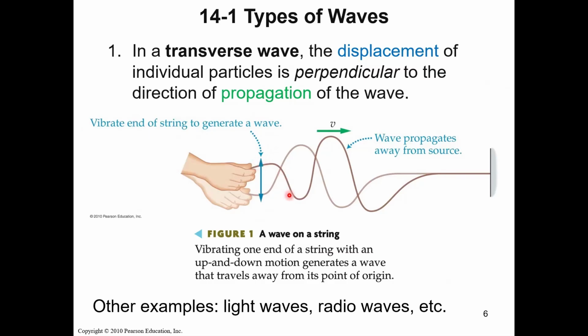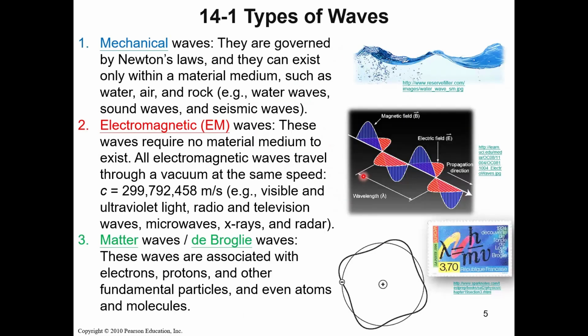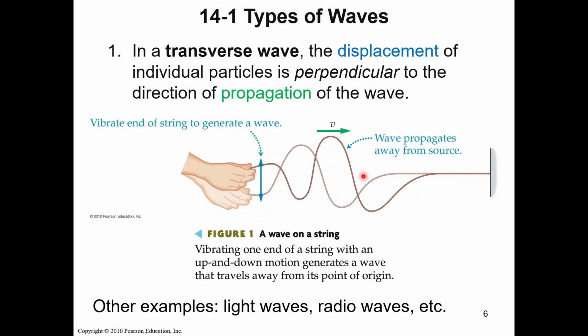Okay. For example, we have this string. String is made of lots of molecules, and when we make a disturbance in the string, the disturbance can propagate in space. So we can make a wave in the string. Okay. And this wave is, of course, a mechanical wave. Okay, we can talk about force, acceleration, energy, this kind of stuff in here. And it's governed by Newton's laws, and it travels only through a string, right? So it only travels through a material medium.